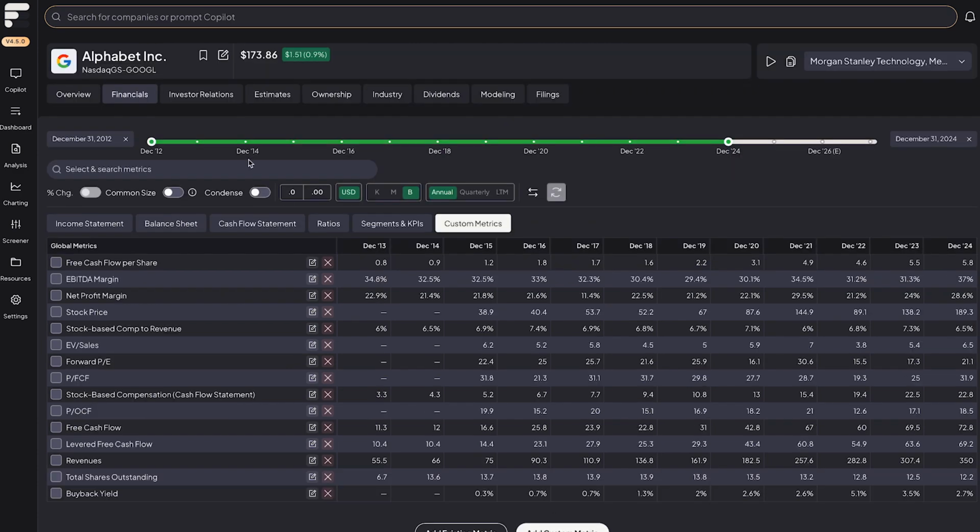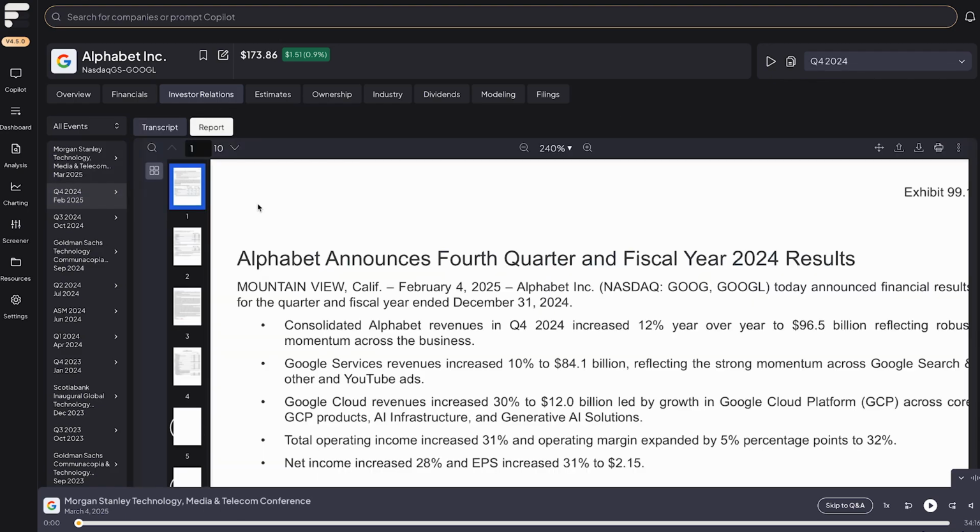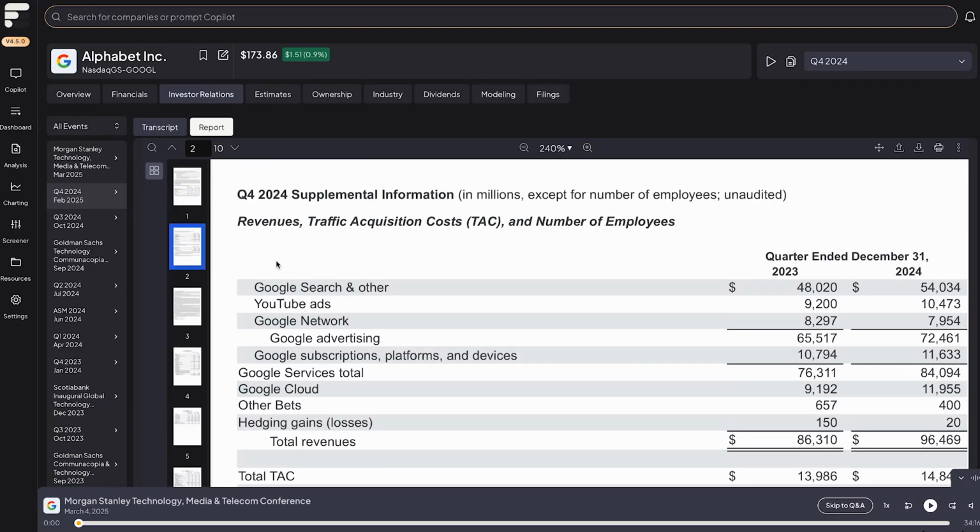The next thing on Finchat is the next tab, which is investor relations. Here you can see all of the earnings calls, all of the slides and things like that. You can see everything over here.